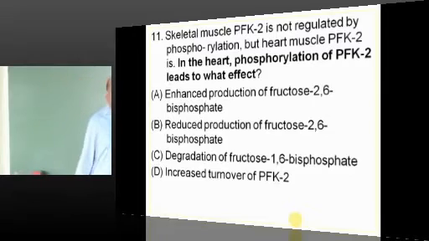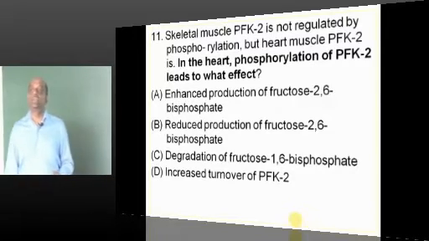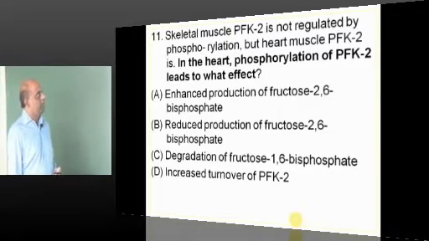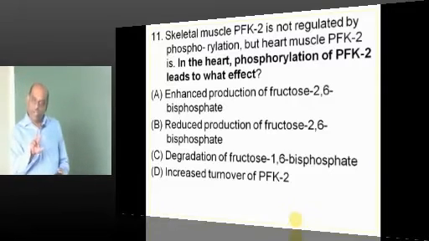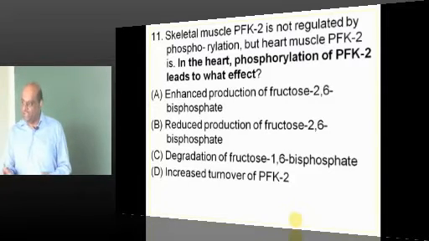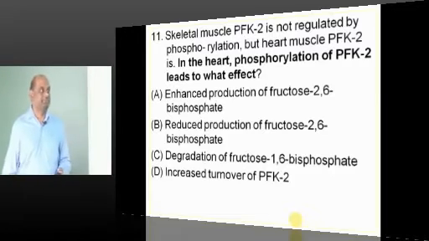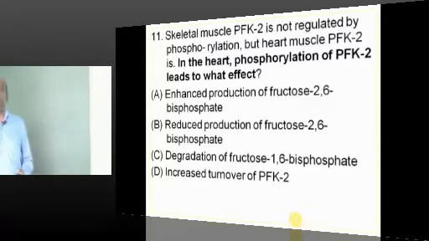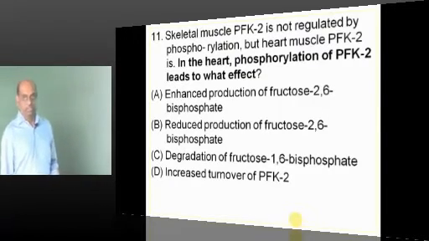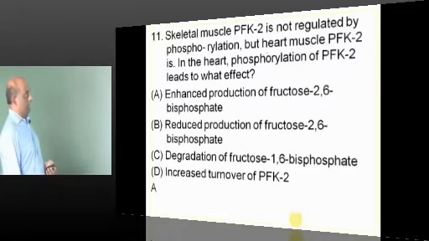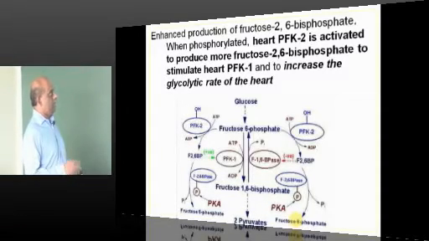Yeah. What is your answer? Skeletal muscle, PFK2, PFK1. Do you know there are 2 PFKs existing in the regulation of glycolysis? You should know. What is your answer? Venkatesh, what is your golden answer? A, that's good. See doctor, this is very important.